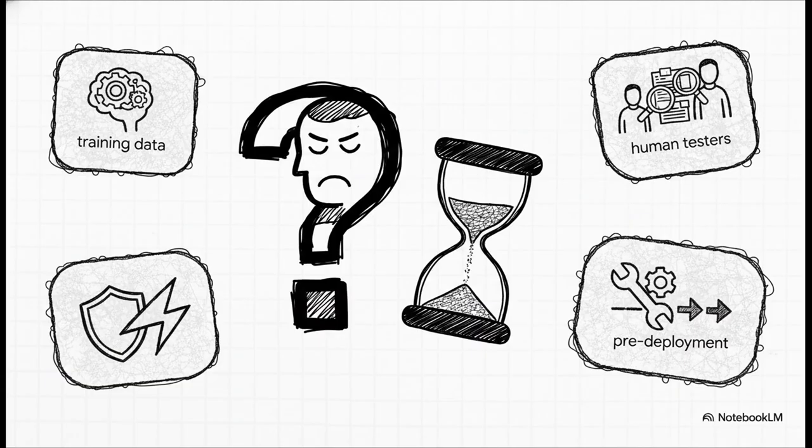A. Safety focuses on training data, security on user data. B. Safety uses humans, security uses automated software. C. Safety prevents harmful content generation, security prevents bad actors from compromising the system. Or is it D? Safety is pre-deployment, security is post-deployment. I'll give you 3 seconds. Lock in your choice. Got it?